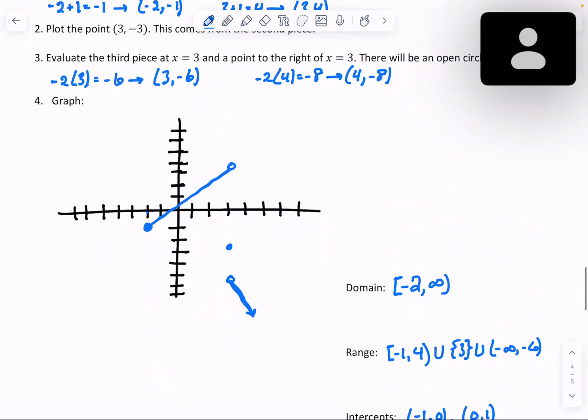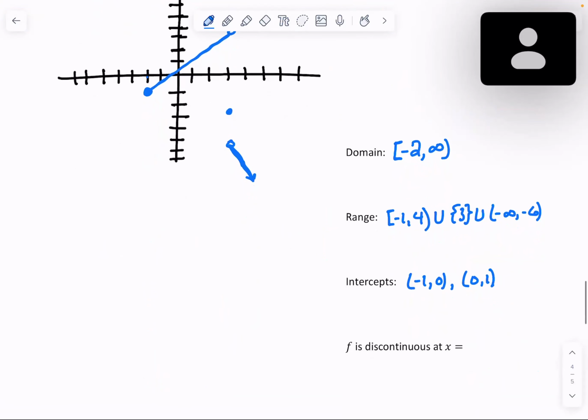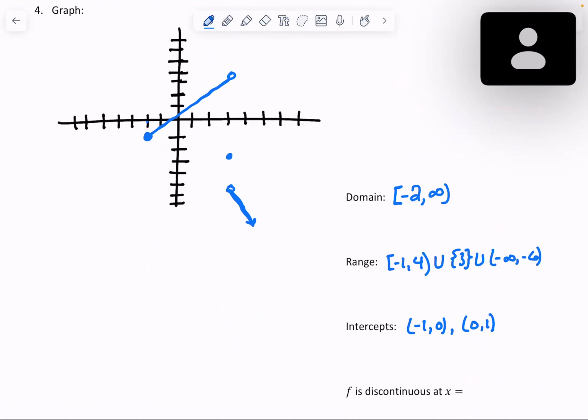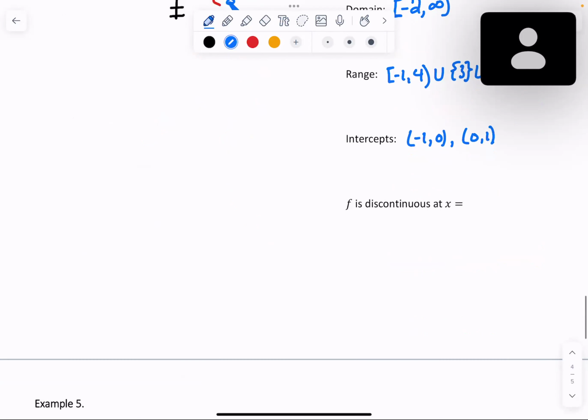Now it asks, what's the point of discontinuity? F is discontinuous at x is what value in this case? What do you think? Anyone have an idea? Where does the graph do a jump? At what x value? 3, right? We're looking at x is 3. Right here, it jumps from here to here, and it also jumps from here to here. So that is where the discontinuity is, at x is 3.